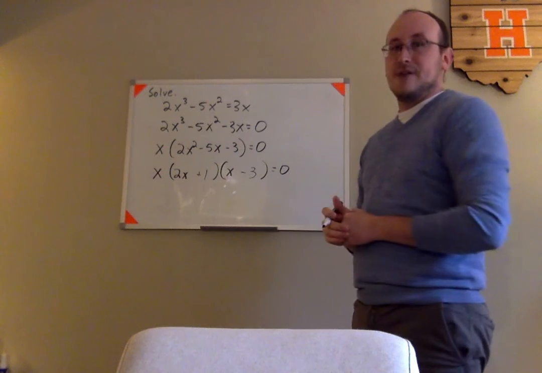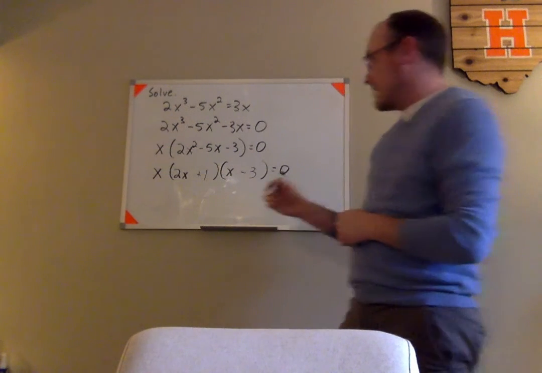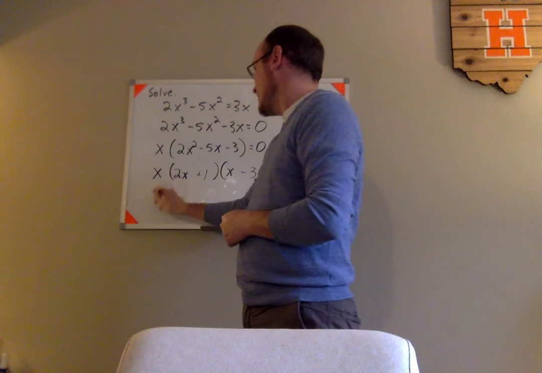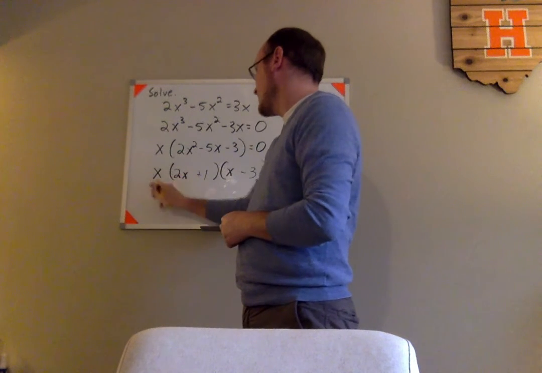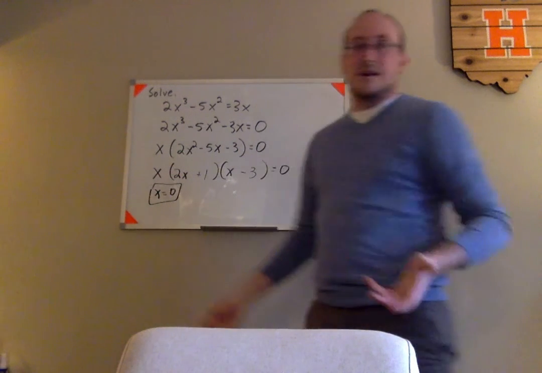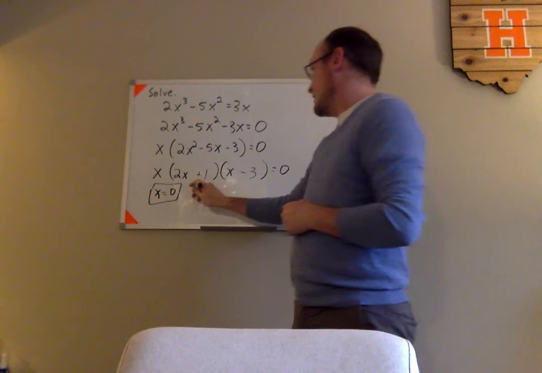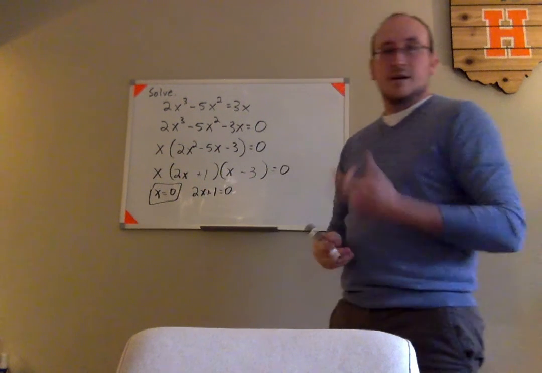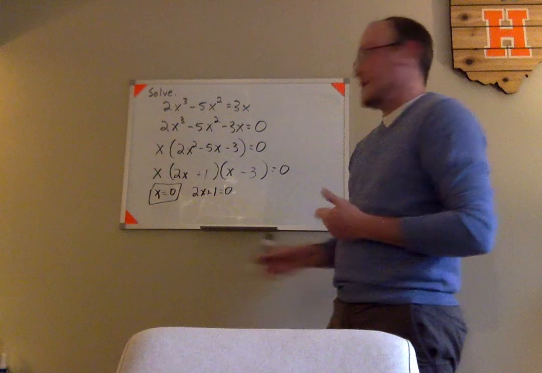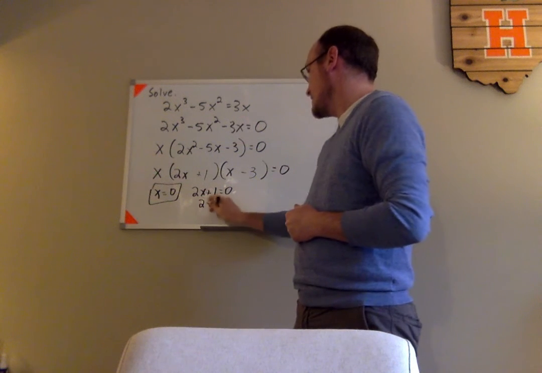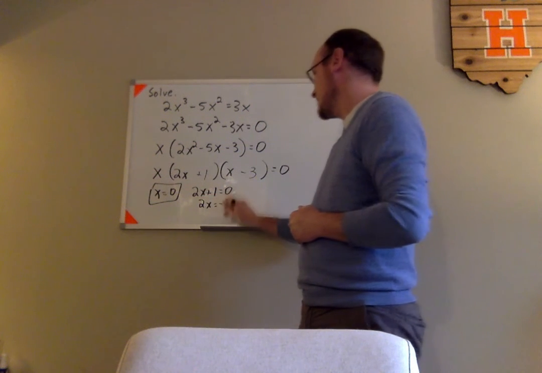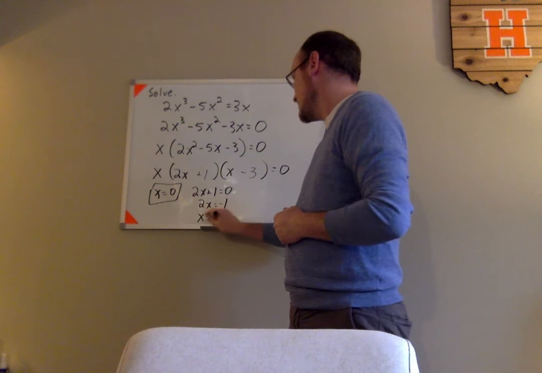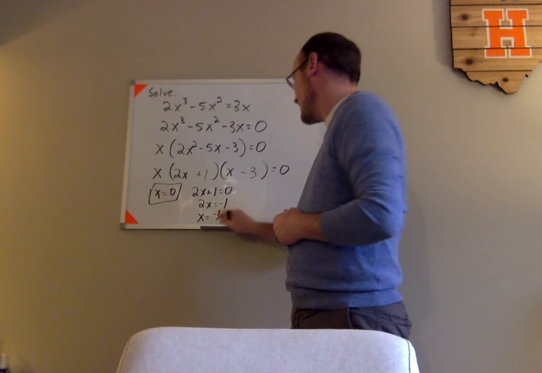Now that I have it factored, I'll take advantage of the zero product property, and I'll set each of these three linear factors equal to 0. So we'll have x equals 0 from the first factor. That's done. I already have a solution from that. I have 2x plus 1 equals 0. Two steps of algebra, I can have that solved for x. First, I'll subtract 1 on each side, and that will get me to 2x equals negative 1. And then I will divide by 2, and that will get me to x equals negative 1/2.